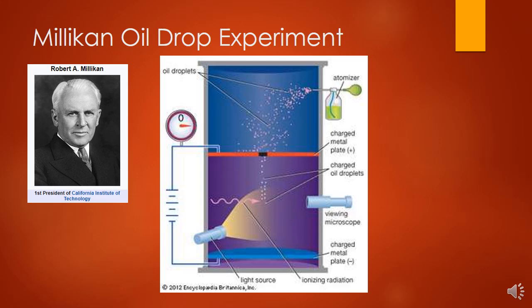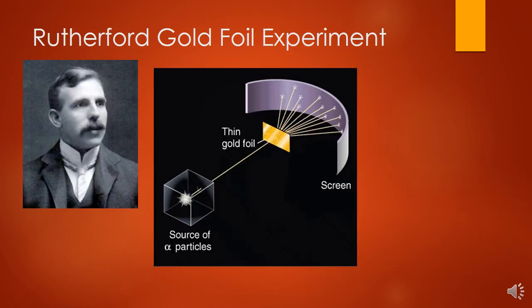Millikan oil drop experiment, I talked about this before. This tells us what the fundamental or elementary charge is on one electron. So we spray some oil into this chamber. The oil picks up electrons just through static electricity. They fall in between a positive and negative plate. Here we're showing red is a positively charged plate, blue is a negatively charged plate, and you can control the potential difference between the two plates and ultimately determine the charge of an electron.